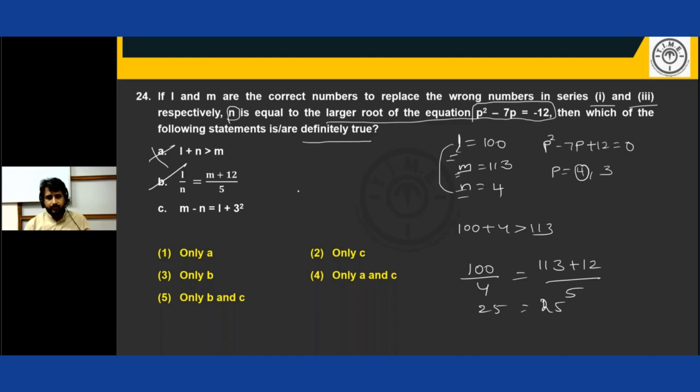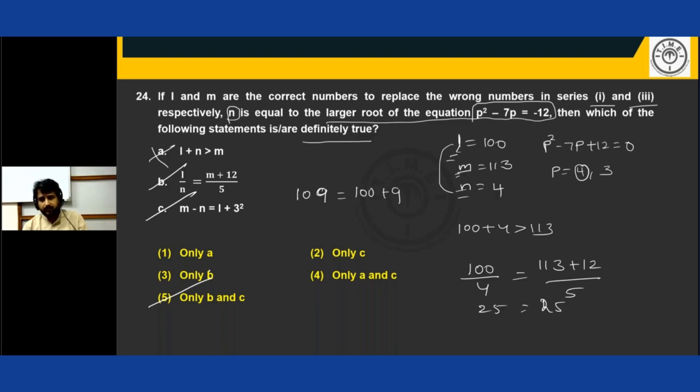113 minus 4 is 109, and it is equal to L, which is 100 plus 3 square, that is 9. So 109 is equal to 109, perfectly matching. So choice C. Both B and C. Choice 5 is the correct answer. So these are the recent models which they have given in the number series.